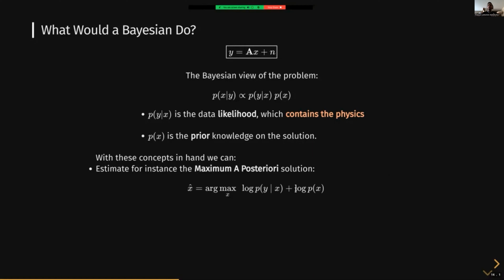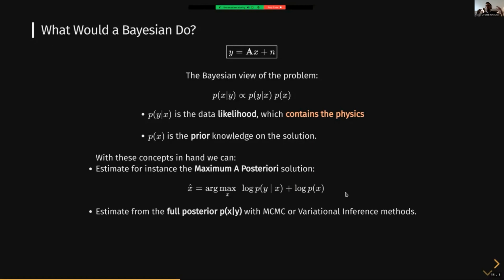Okay, and so that gives me a point solution. It's the best solution in some sense. It's the most likely solution to my problem. But I might also be interested in trying to sample the full posterior distribution, so the distribution of all possible solutions given my particular observations.